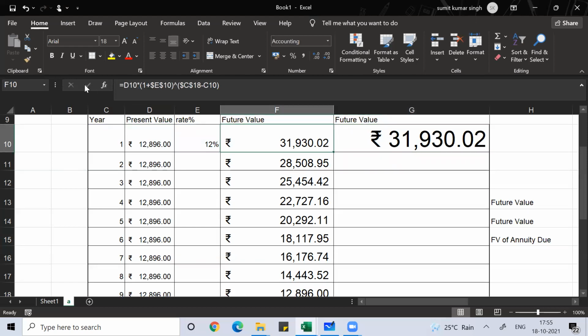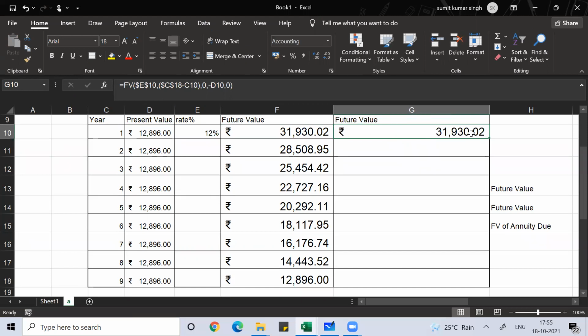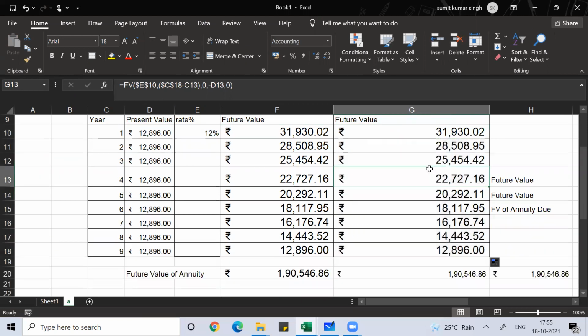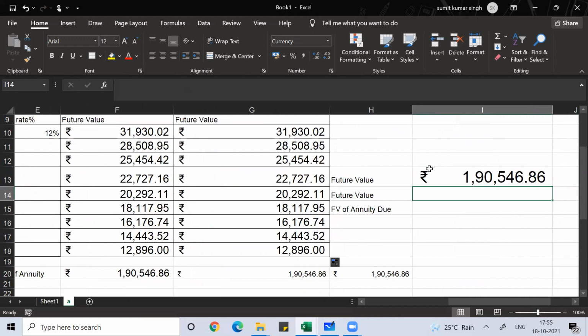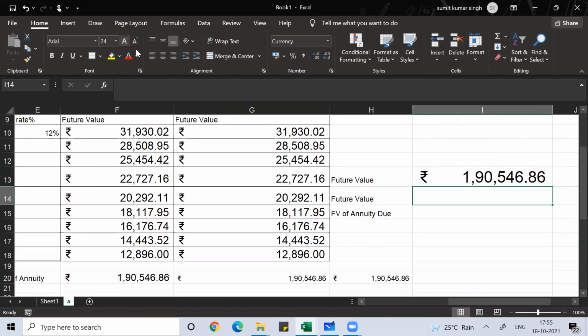So let's do the formatting, format painter, click on this. Yeah, so this looks appropriate. Then double click, you'll get the same value. You're getting it right. Now, if you want a one-time calculation, you can do the one-time calculation also.